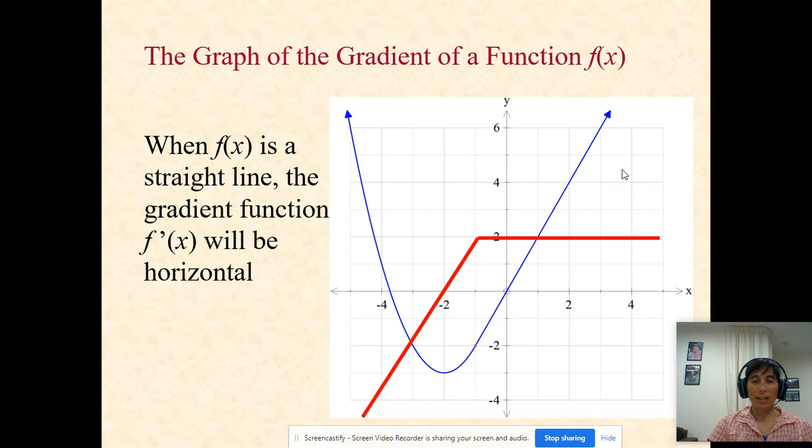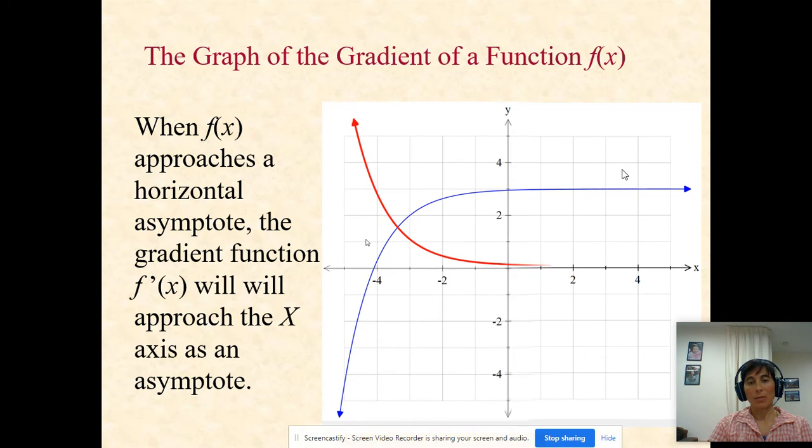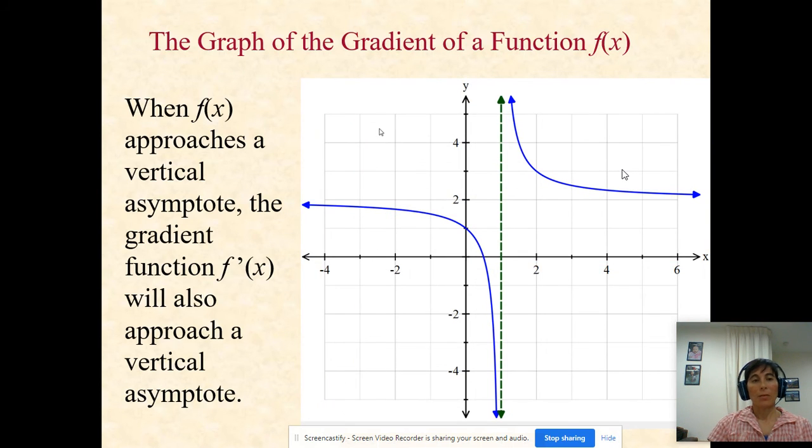With a set gradient. When the function approaches a horizontal asymptote, the gradient function f' of x will approach the x-axis as an asymptote. So that's given with this question here, having a look at what's happening with that blue line, with its gradient, and then seeing how that correlates to what the gradient function would look like. When the function approaches a vertical asymptote, the gradient function f' of x will also approach a vertical asymptote. So again, having a look at what's happening with the gradient of the blue lines and then seeing what the gradient function would look like.